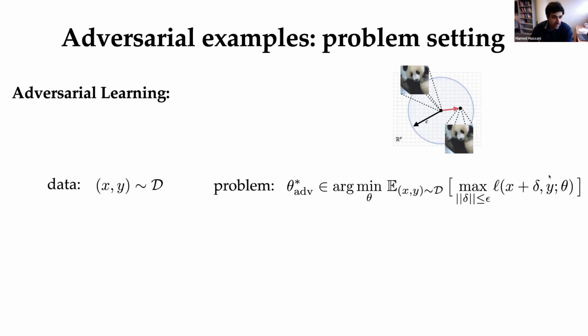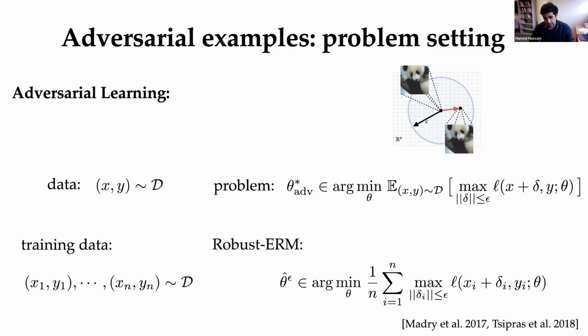Now, again, we don't have access to the distribution D, we only have training data points. So the most common way to relax this statistical objective is to relax it to the sum over the training data points. Theta hat epsilon, the solution of the robust ERM problem, is the model that minimizes this sum over all the data points. For each data point, we look at the maximum loss on a ball of radius epsilon around that training data point. That's the solution of the robust ERM problem.